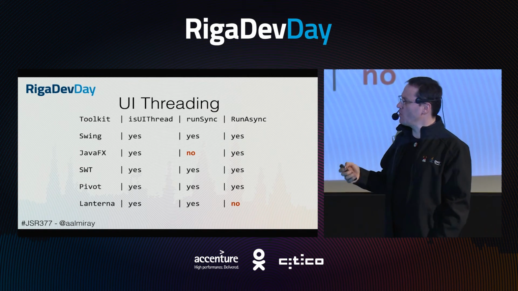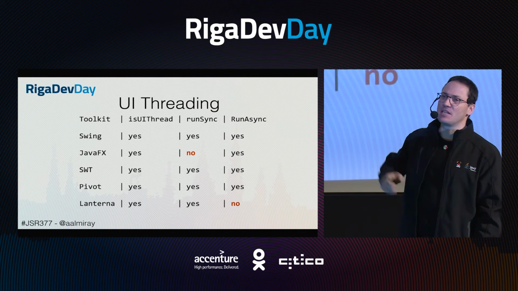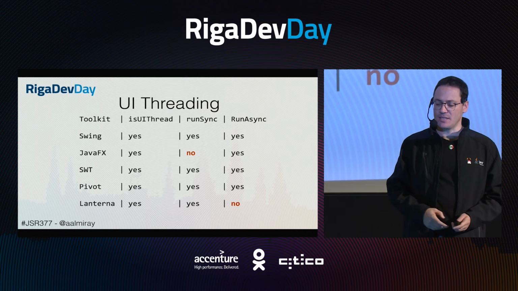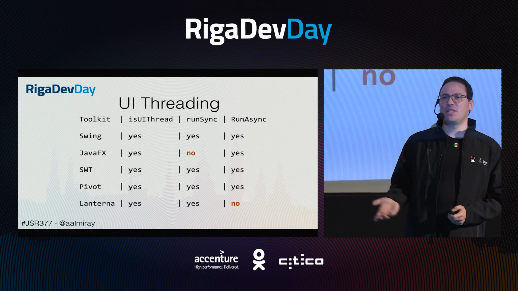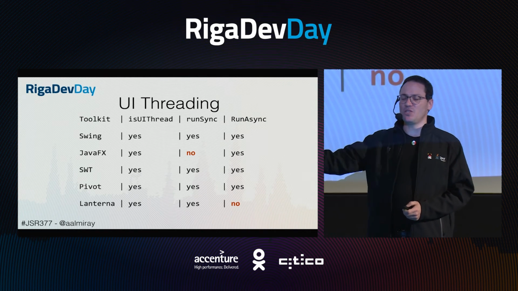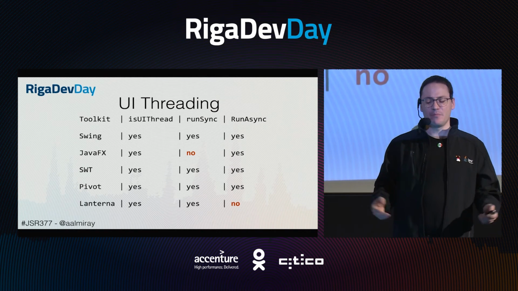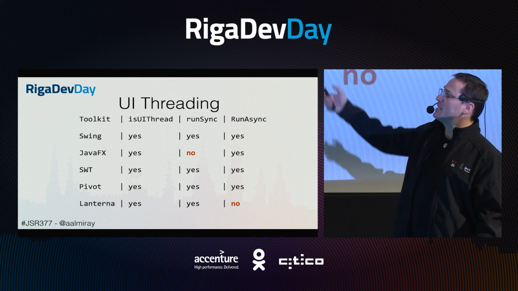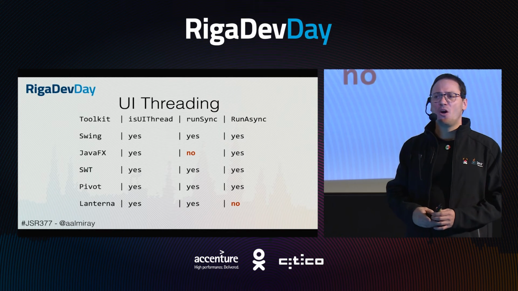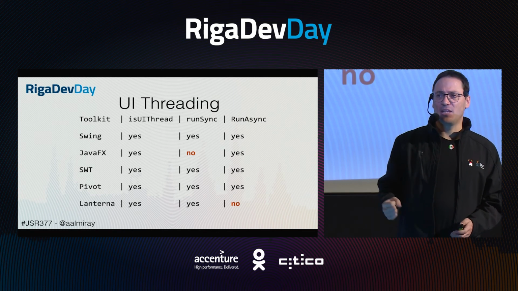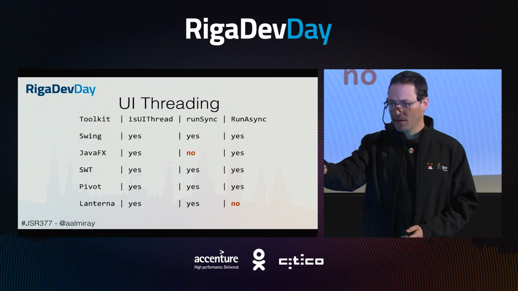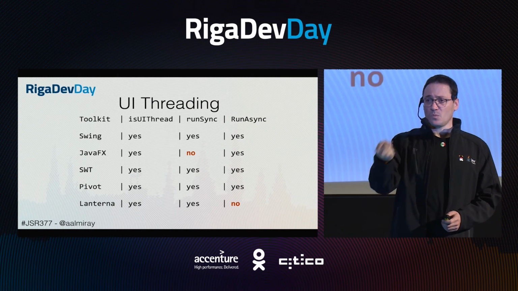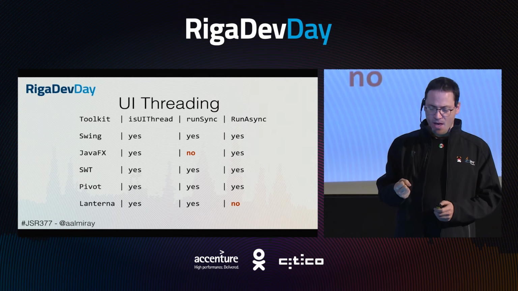The most important ones perhaps will be Swing, JavaFX, and SWT, because these are the widely used UI toolkits. All of them give you capabilities to find out if some code is running inside the UI thread or not. This is great. Almost all of them give you the capability to execute some code synchronously inside the UI, which means you post an event inside the UI thread and you wait for the UI thread to finish working with that so that you can get the results.